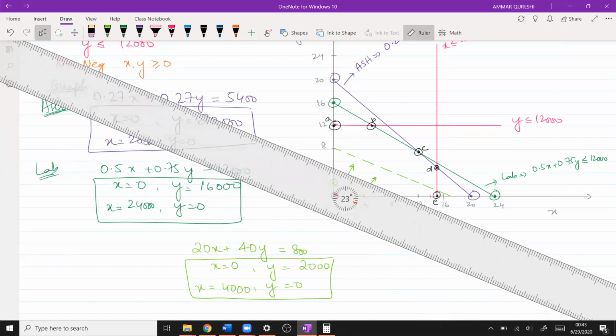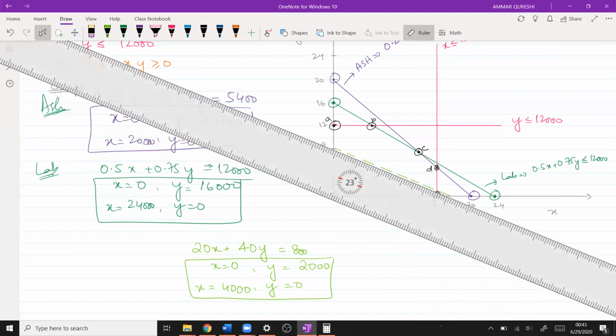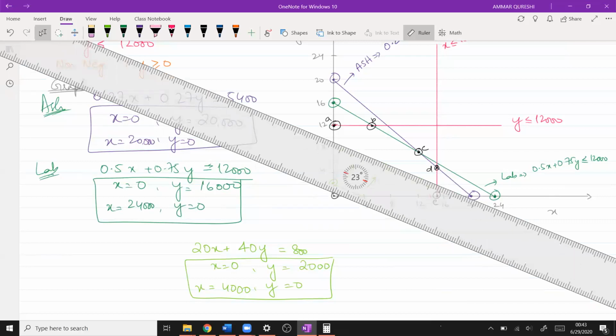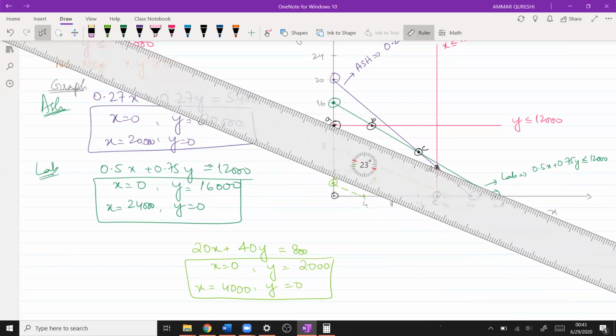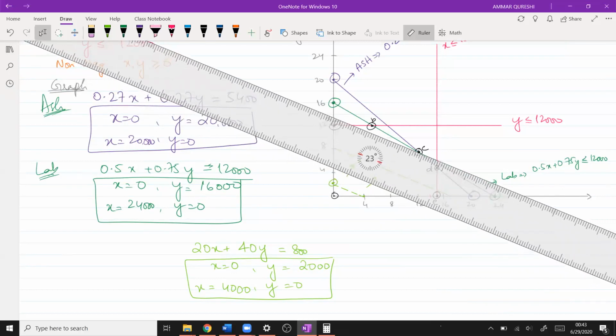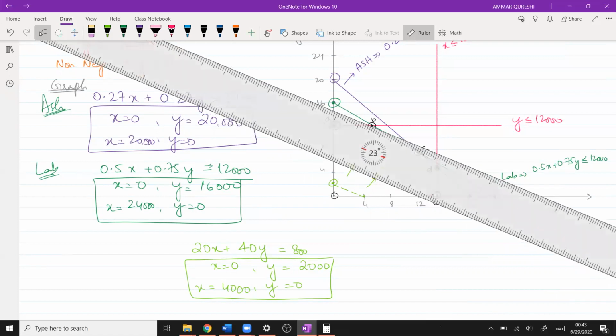So we'll move away from the origin. The lowest point, the first point which is cut through, is E. It's the least profitable product point. Then D, then A, then C, and at last it's B, right? So B is the ideal solution.